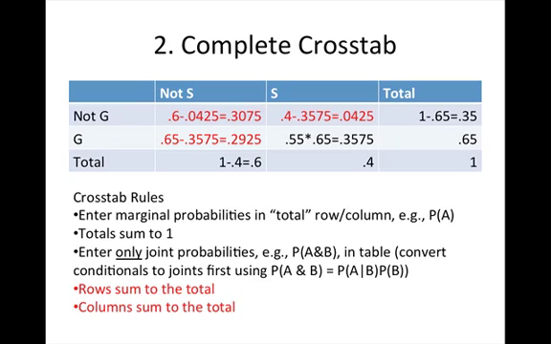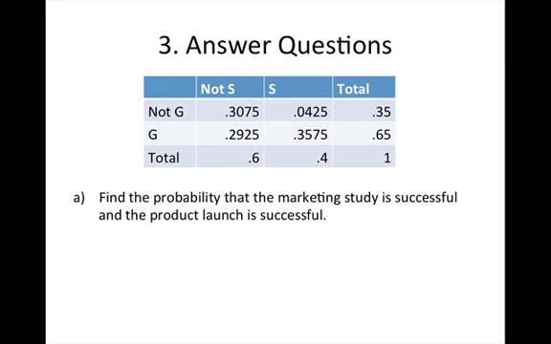Now that we have that number, the rest of the table is easy. All the rows have to add up to the row totals, all the columns must add up to the column totals, and we can fill it in. Now if you get this far, my claim is that the rest of this problem is pretty easy. So let's go see that.